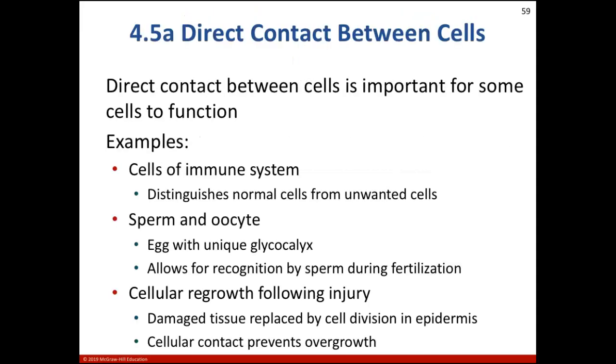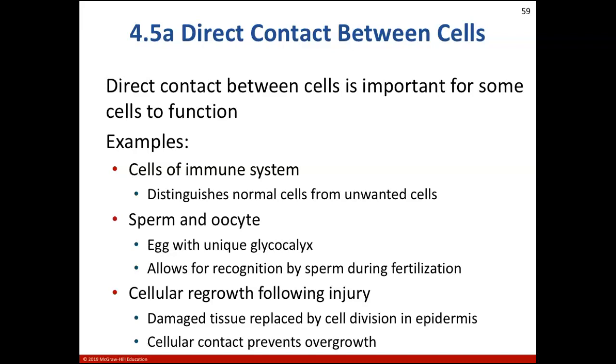Now let's start with direct contact between our cells. It's really important for cells to function. Examples would be our cells of our immune system, how they distinguish normal cells from unwanted cells, such as ones that are pathogens or microbes within our body. And another example would be our sperm and oocyte, or the female egg.